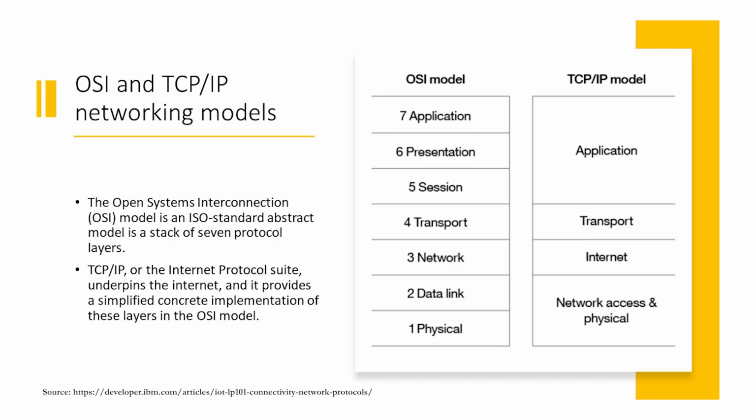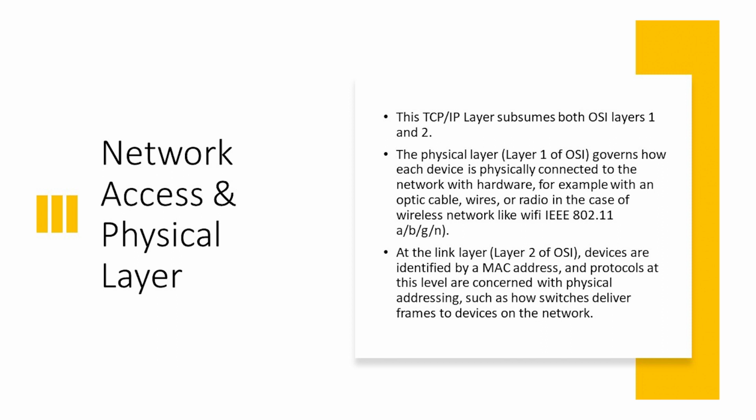So, it is used for the Internet, just as I showed you by right clicking on my Wi-Fi connection, and it provides a simplified concrete implementation of the layers in the OSI model. So, it is a simplified version of the OSI model. Okay. So, now let us understand what these layers are.